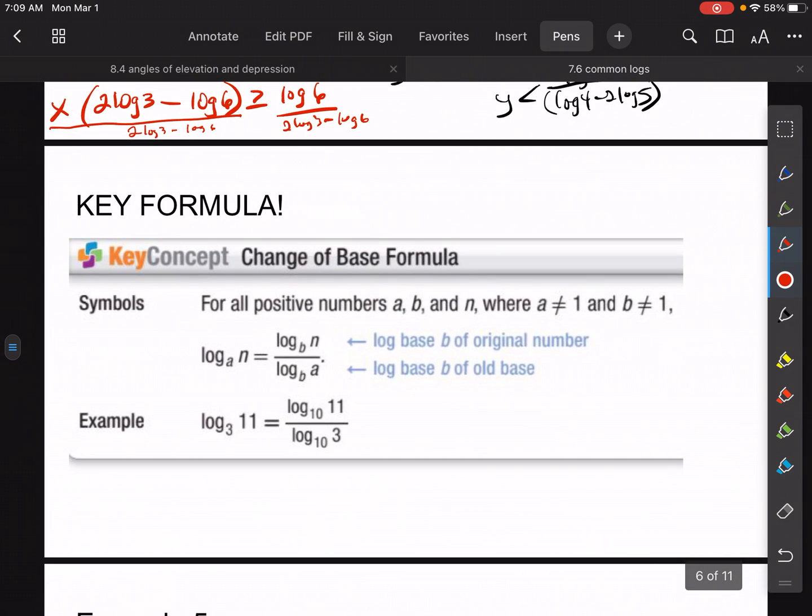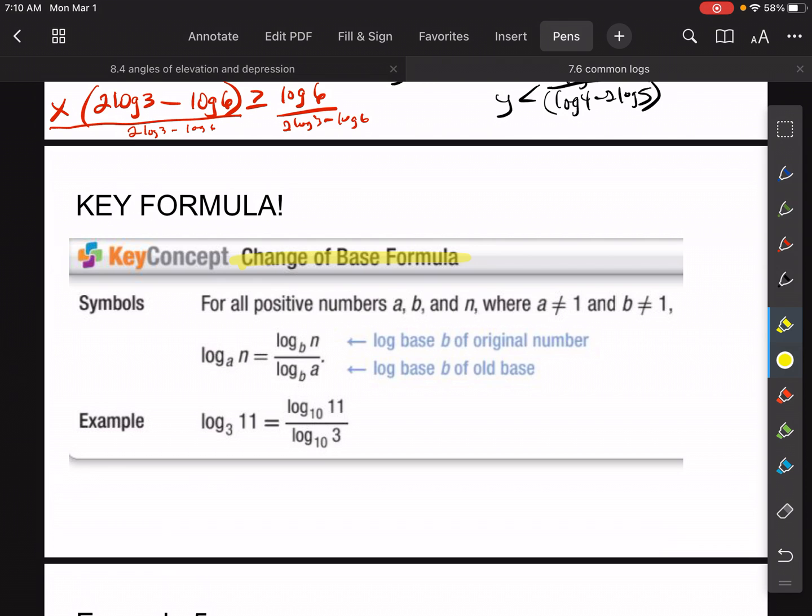Okay, so the key formula for this whole lesson is the change of base formula. The change of base formula is one of the most important formulas for all logarithms. Basically, what it allows us to do is to change any logarithm of any base to base 10, or to any base for that matter. It doesn't have to be base 10, but base 10 is usually where we go because that's the easy thing and that's what's on our calculators.